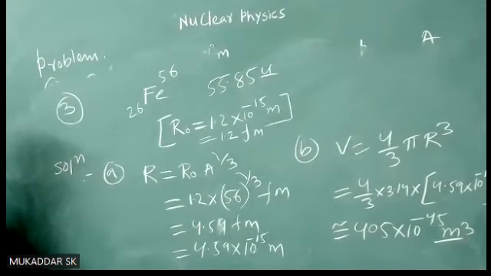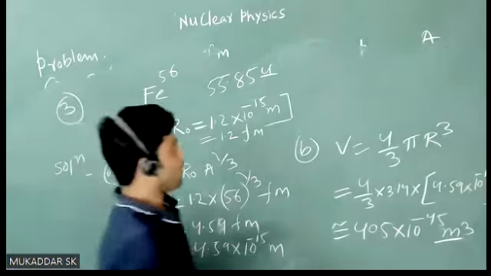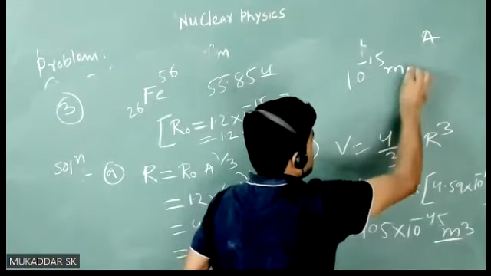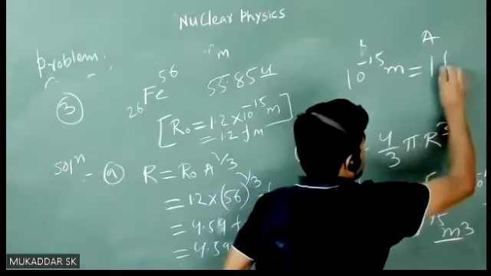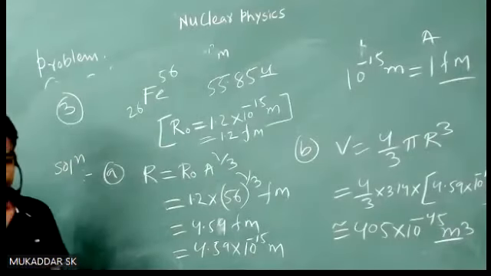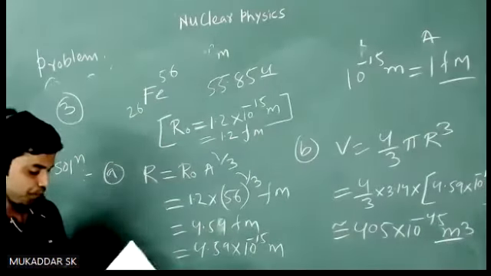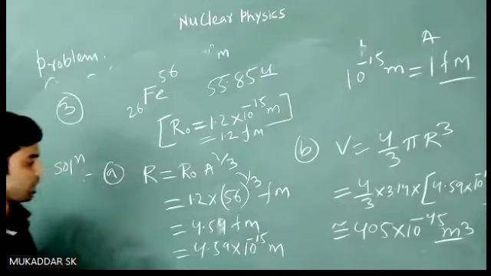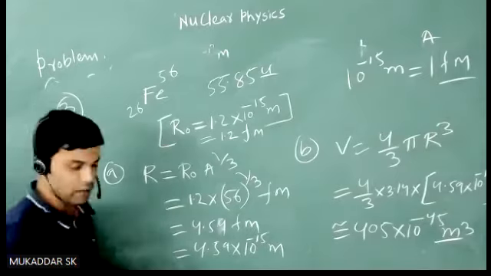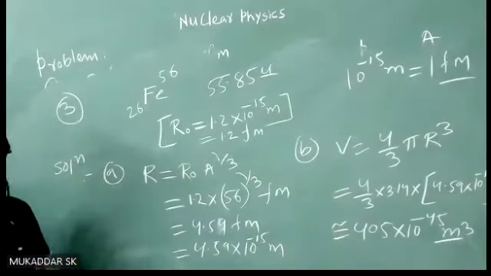Sir, yes, how did you convert that R not from meter to centimeter? No, see, 10 to the power minus 15 meter equals 1 femtometer. Oh, okay, sir. Shall I erase the left hand part? Yes, sir. Is everyone in the class understanding? Yes, sir. Okay.